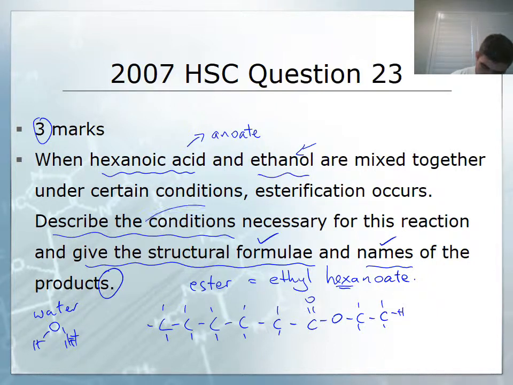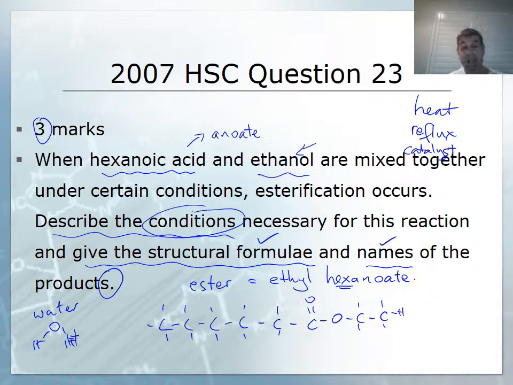What we haven't done is describe the conditions. So we need to describe the conditions necessary for esterification. Well, we need to heat because the reaction is too slow at room temperature. We need to reflux. We need to add a vertical condenser over the top of the reaction vessel. This allows the volatiles to cycle, condense, and drip back down into our reactant vessel. We need to add a catalyst. So the catalyst that we're going to add is going to be sulfuric acid, and make sure you identify that it's concentrated sulfuric acid.